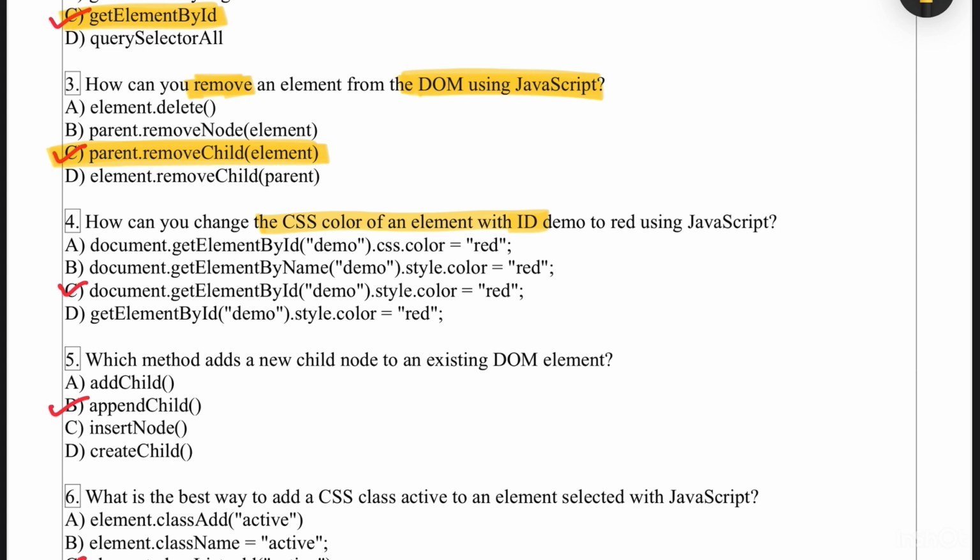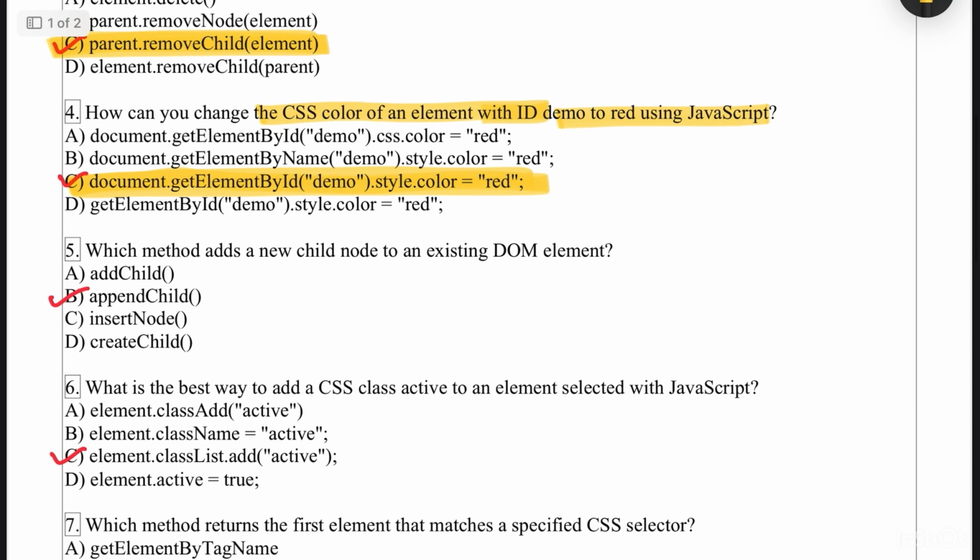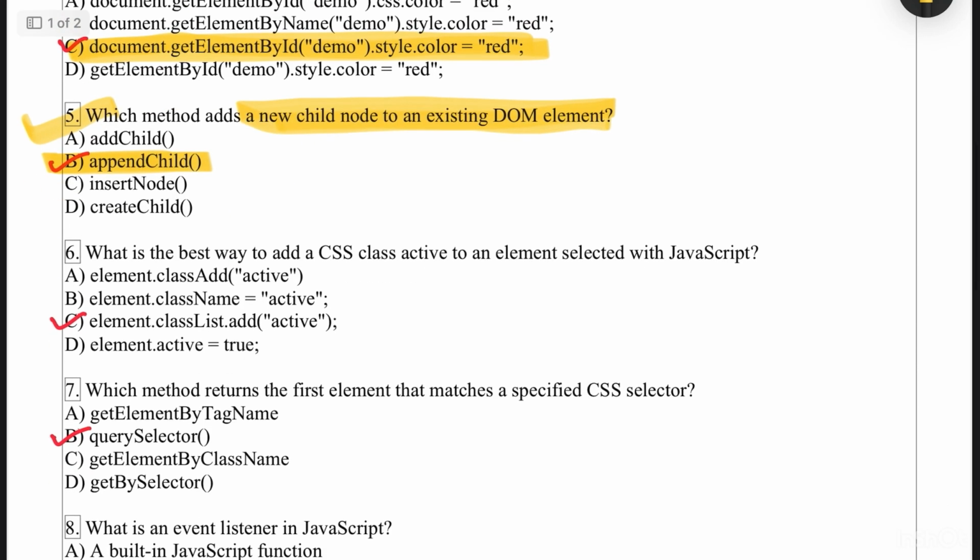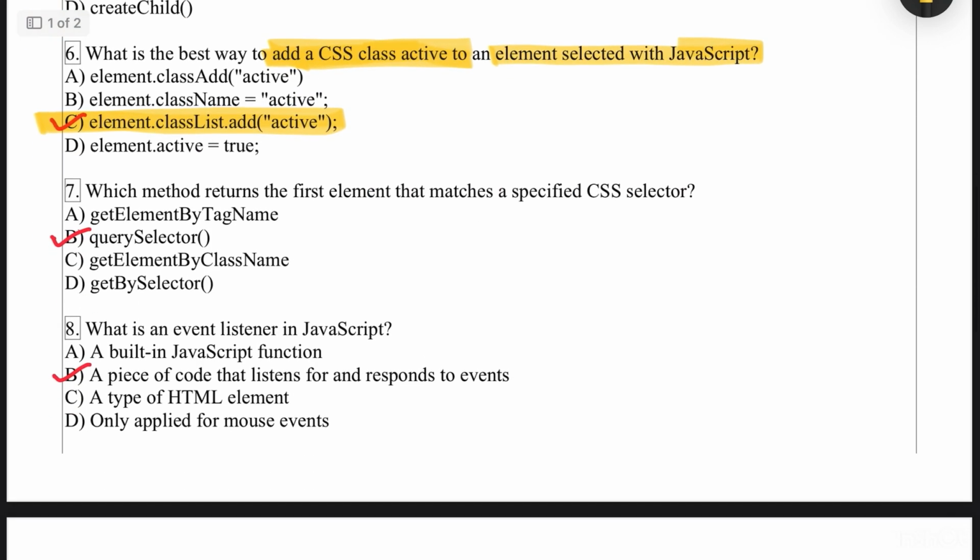How can you change the CSS color of an element with ID demo to red using JavaScript? document.getElementById("demo").style.color = "red". Which method adds a new child node to an existing DOM element? appendChild. This is important. What is the best way to add the CSS class active to an element selected with JavaScript? element.classList.add("active"). Which method returns the first element that matches a specified CSS selector?